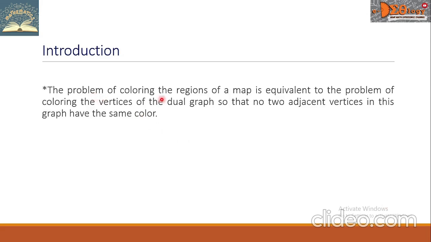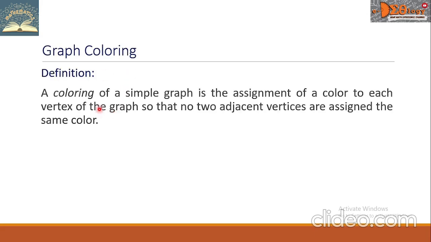The problem of coloring the regions of a map is equivalent to the problem of coloring the vertices of the dual graph so that no two adjacent vertices in this graph have the same color. Let's go now to graph coloring. A coloring of a simple graph is the assignment of a color to each vertex of the graph so that no two adjacent vertices are assigned the same color.